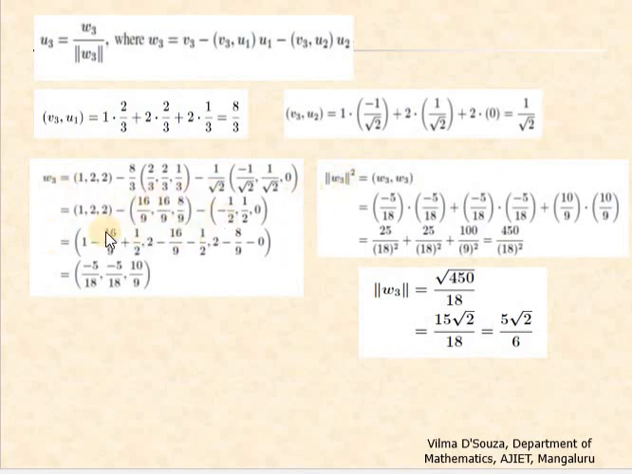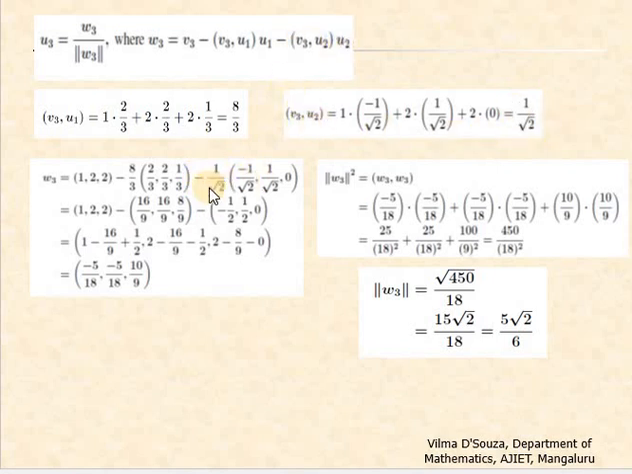What is W3 now? Now you can find W3. W3 is V3 minus (V3·U1) into U1 minus (V3·U2) into U2. We have found V3·U1 and V3·U2 also. So W3 is equal to your V3, that is (1, 2, 2), minus (V3·U1), that is 8 by 3, into U1. U1 already you have found: (2/3, 2/3, 1/3).